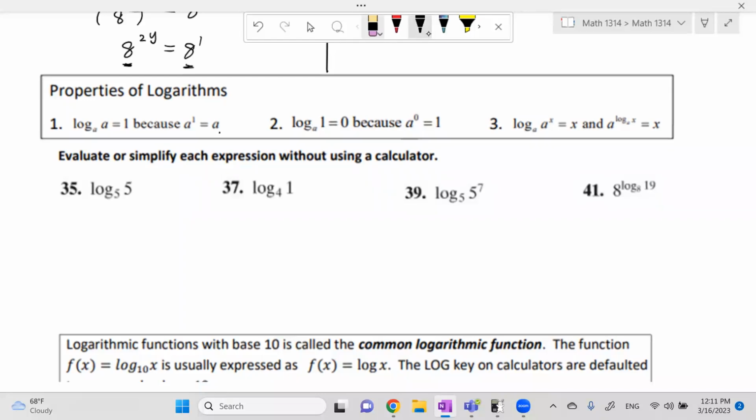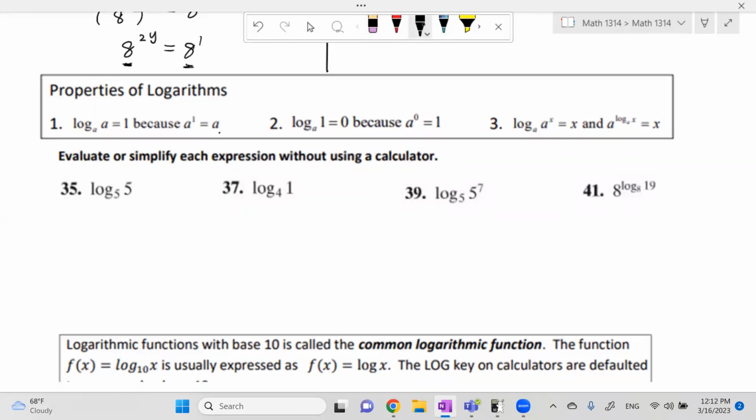Next one, if we have log base a of a to the x power, that equals x. You can cross out this. Why did that happen? Because if you rewrite it, a is the base, and put the x in the power part, equals a to the x. Yes, it is true, so this is a property. You can do this next time: cross out all of these, and you have x left.